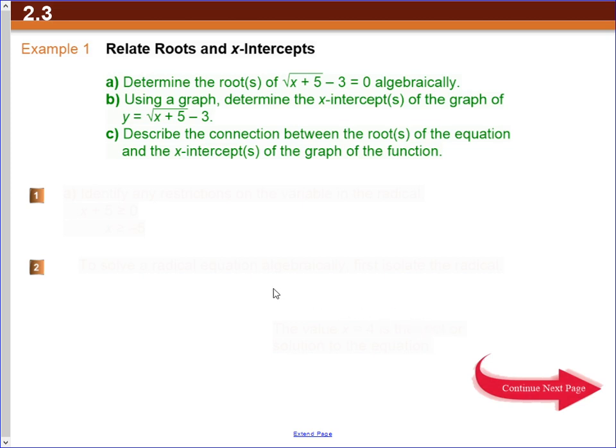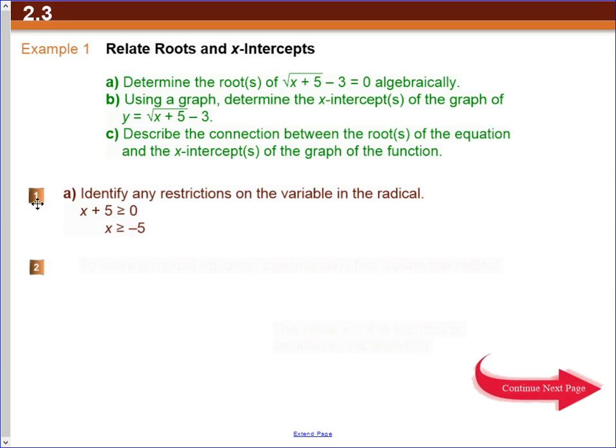Starting with example number 1, relating the roots and the x-intercepts of a graph of that function. First of all, determine the root, or roots, of the square root of x plus 5 minus 3 is equal to 0, algebraically, so using math. The first thing we need to do is determine restrictions. This is going to become tedious, but it really is necessary whenever we're dealing with any of these equations or functions. Since we can't take the square root of a negative number, x plus 5 has got to be greater than or equal to 0. Or in other words, x must be greater than or equal to negative 5.